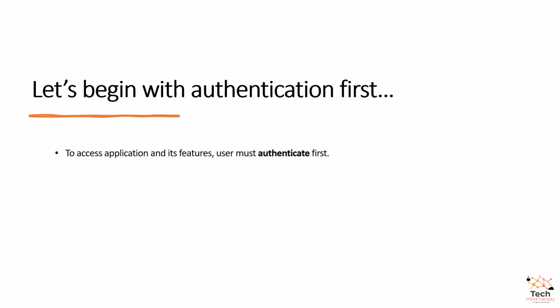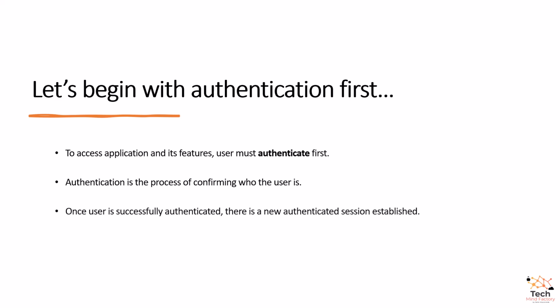So let's start with authentication first. To access an application and its features, obviously the user must be authenticated. Users have to authenticate first to access the application's features. Authentication is the process of confirming who the user is. We want to know who is accessing our application. And once the user is successfully authenticated and the user's identity is verified, a new authenticated session is established.